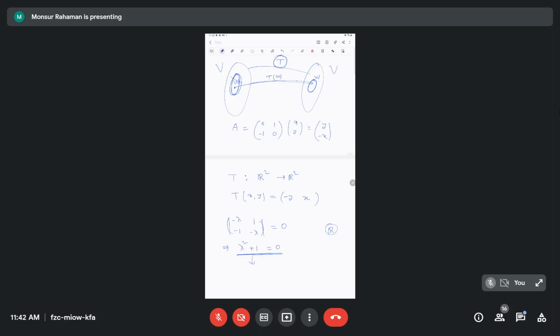Here R2 is a two-dimensional vector space, so what different subspaces can there be? One-dimensional ones, 0 will be there, and two-dimensional is the whole R2. So if there is no one-dimensional one, then there will be no two-dimensional one either. So there is no invariant subspace for this linear transformation, because there is no eigenvalue.